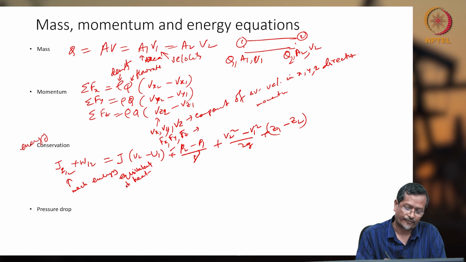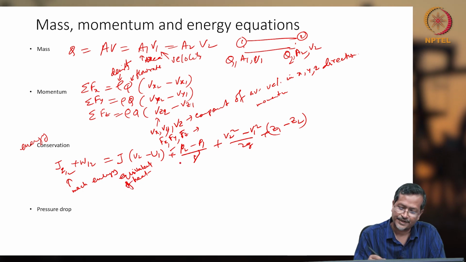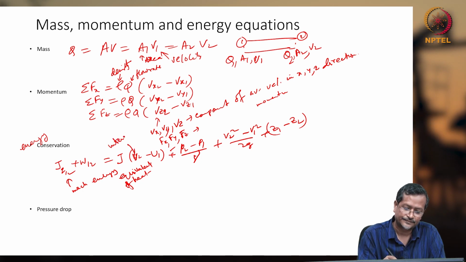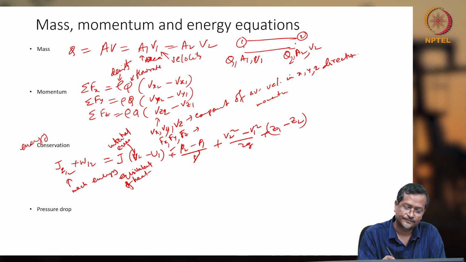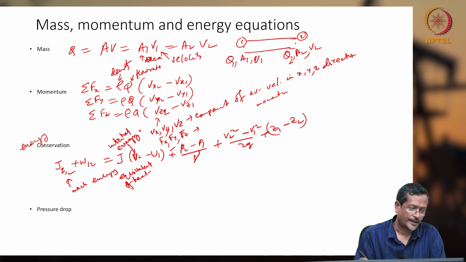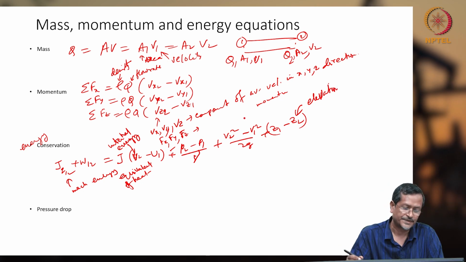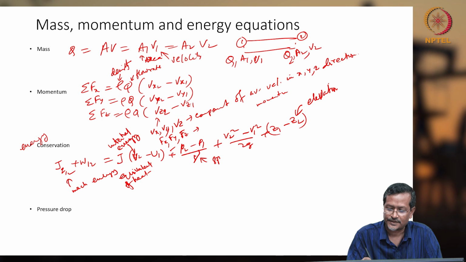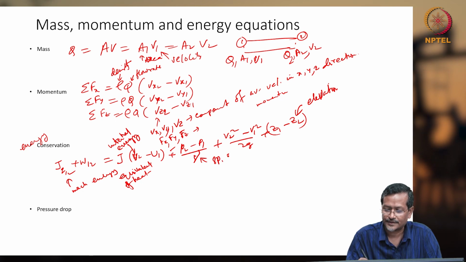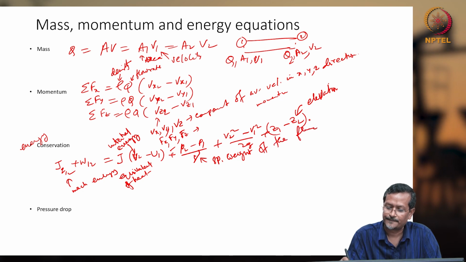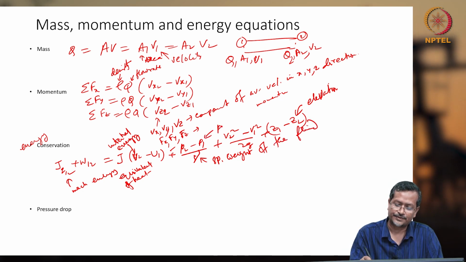U is internal energy. Z is elevation, and gamma is the specific weight of the fluid, and P is pressure, you know that.